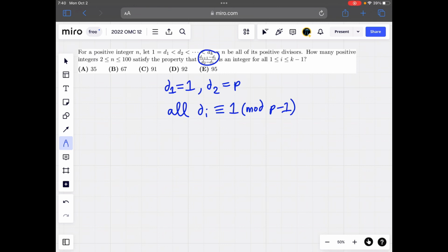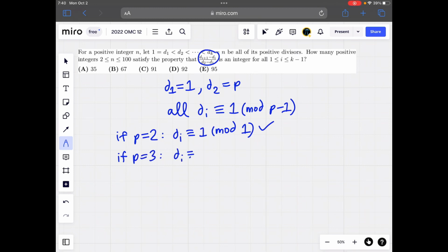So now let's do casework based on the smallest prime that divides n. And obviously if n is prime itself, there's nothing to consider here. We only have to take one ratio, which is (d_2 - d_1) over (d_2 - d_1), and that's always an integer, it's 1. Otherwise, let's do casework based on the smallest prime that divides n. So we have, if p equals 2, then d_i is congruent to 1 mod 1. That's the same as saying it's an integer, which is always true.